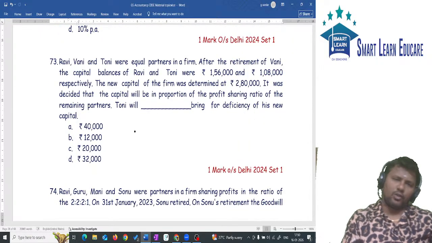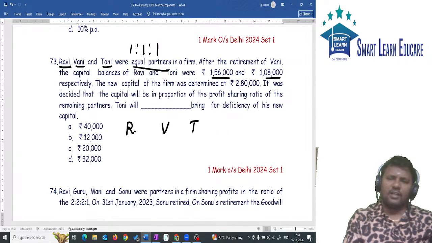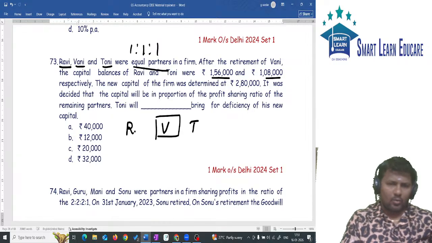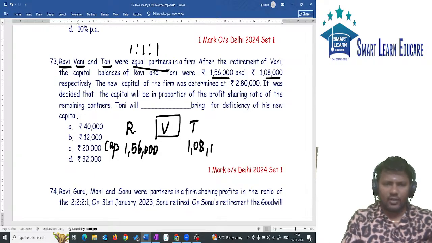Next question. Ravi, Vani and Tony are equal partners, so the ratio is 1:1:1. After retirement of Vani, the capital balances of Ravi and Tony were 1,56,000 and 1,08,000. So the capital balances are given. We have 3 partners, Ravi, Vani and Tony. Who is the retiring partner? After retirement of Vani, Vani is the retiring partner. The capital balances are given in the question: 1,56,000 for Ravi and 1,08,000 for Tony.